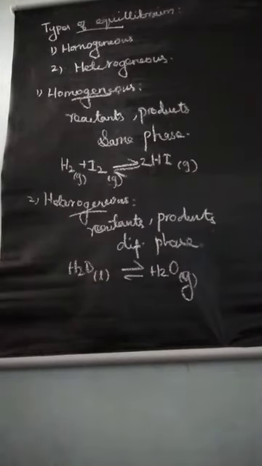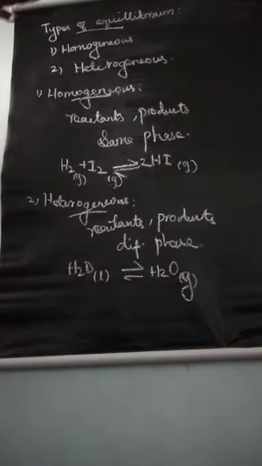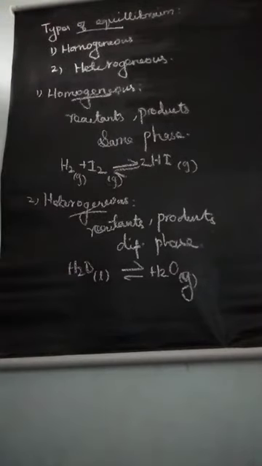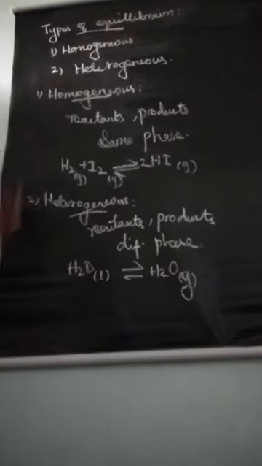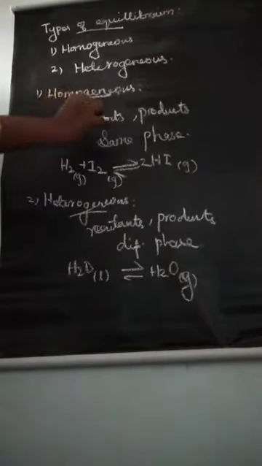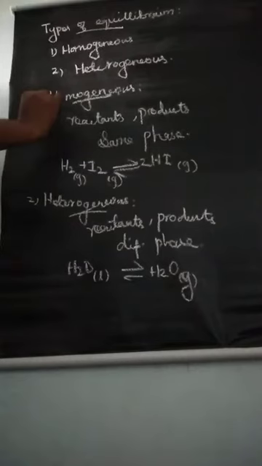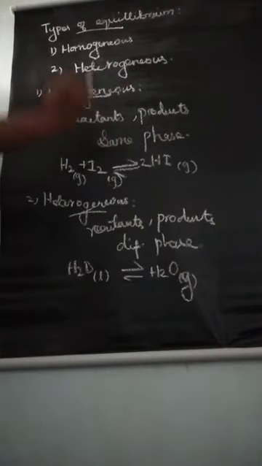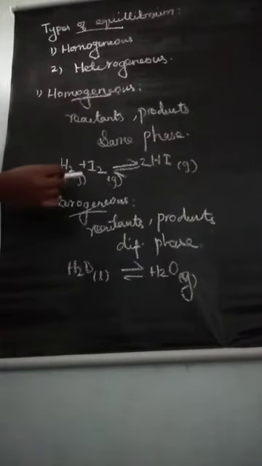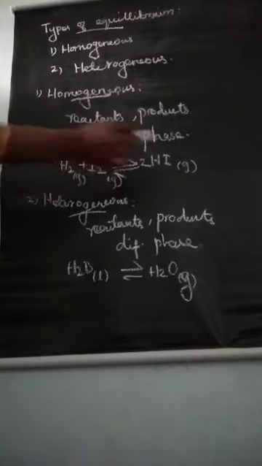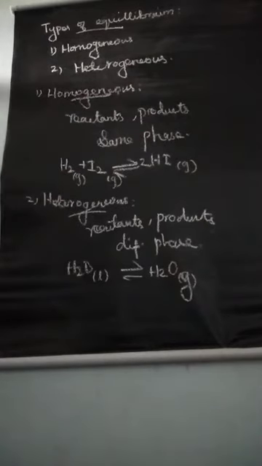Understand? So listen. There are two types of chemical equilibrium we learn. One is homogeneous equilibrium and another one is heterogeneous equilibrium. What is meant by homogeneous equilibrium? All reactants and products are in the same phase. Simple example, the reactant is in the gas phase and the product is also in the gas phase.